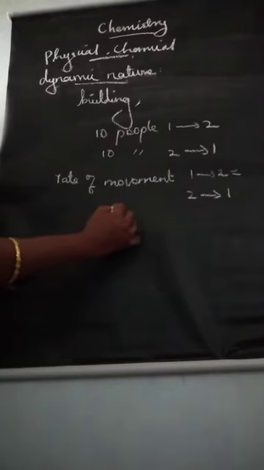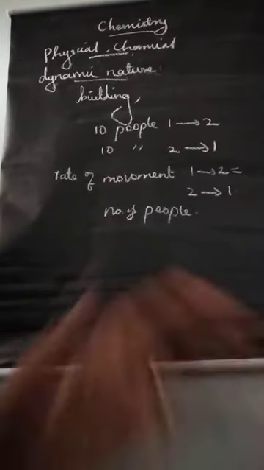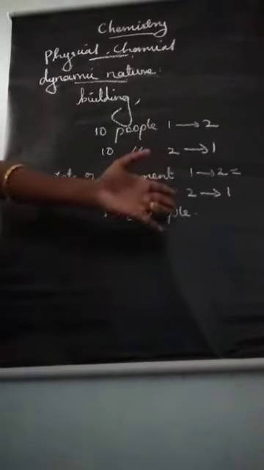The rate of movement of people from the first floor to the second floor is equal to the rate of movement from the second floor to the first floor. Understand? Now from this we can say that the number of people on each floor will remain the same.